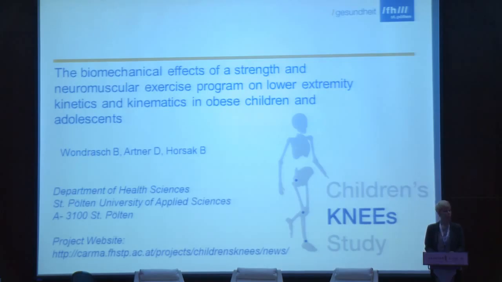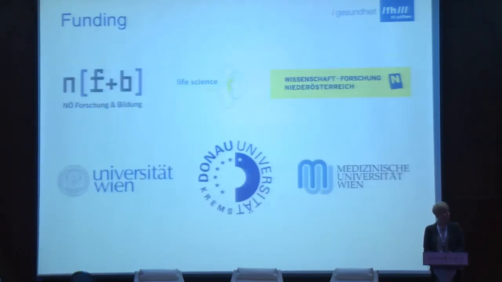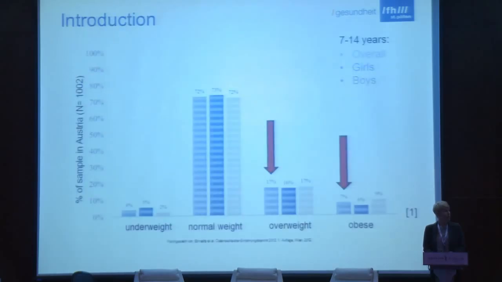Before I come to my take-home message, I just want to present you a study we are just performing in Austria. We got the funding for this. This is now not an athletic population, but this is another population who have a high risk of getting OA. And we want to evaluate the biomechanical effects of a strength and neuromuscular exercise program on lower extremity kinetics and kinematics in obese children. And I think that the problem of obese children is not only present in Austria, it's all over the world that we have to deal with overweight children.